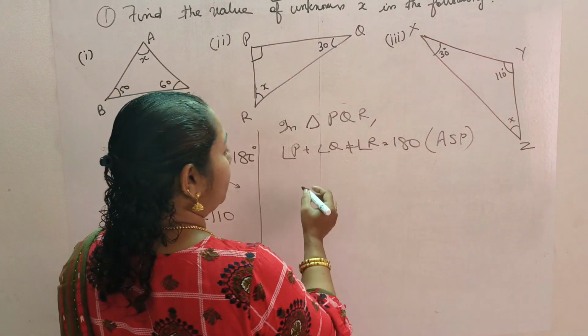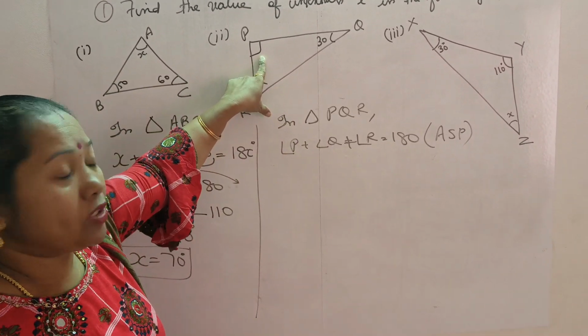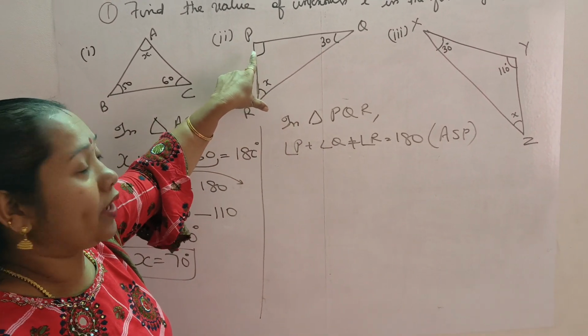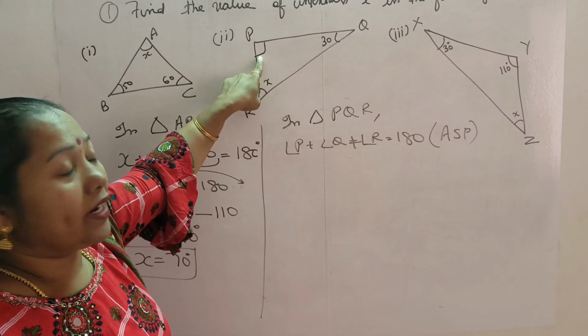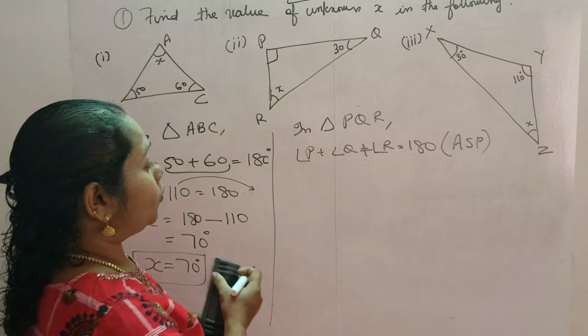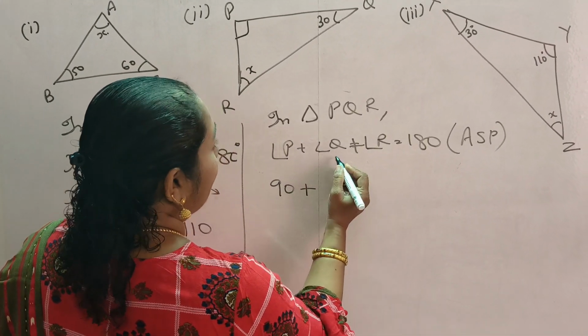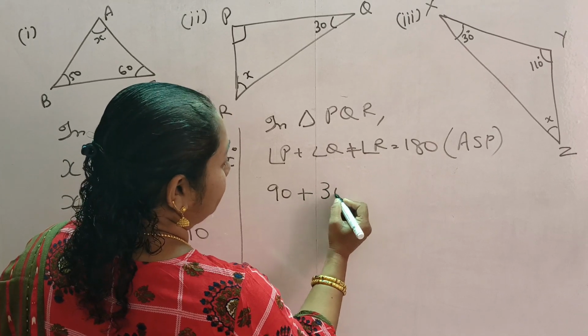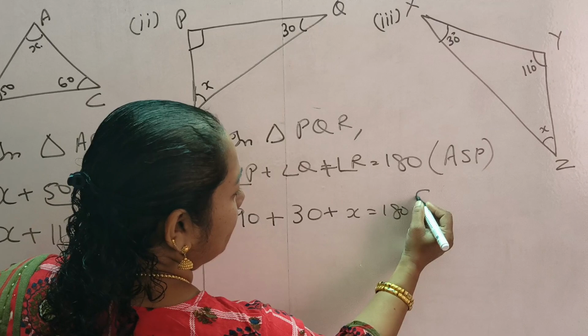Okay, angle sum property. What is the value of P? Since this symbol is like a square, that means it's a right angle triangle. That is a right angle, that is 90 degrees. So angle P is equal to 90 degrees, plus angle Q is 30, and angle R is equal to X, is equal to 180 degrees.